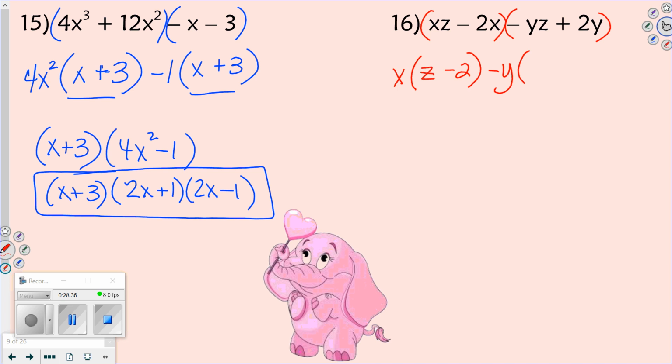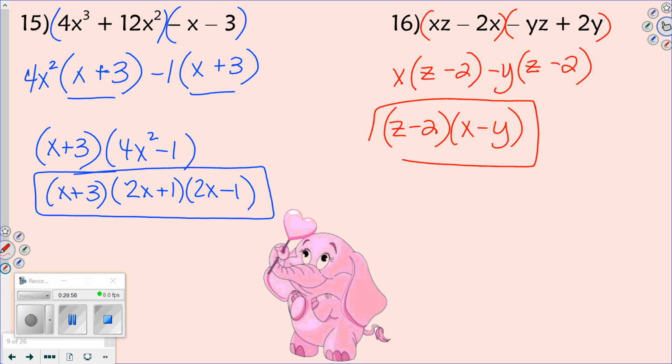What's left when I take out negative y? Good. C minus 2. What's the common factor to both of those? C minus 2. And if I factor both of those out, I'm left with x minus y. Either of those factor further? No, there's no difference of squares. None of them have a GCF in them. Nothing like that, so we're good.